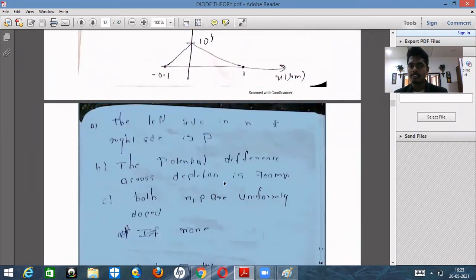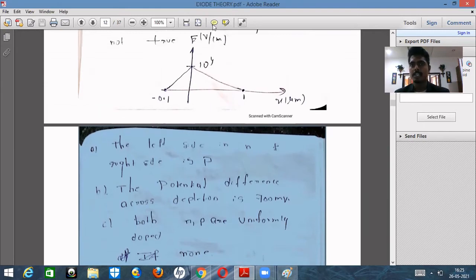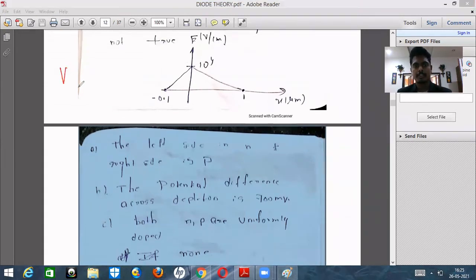Next, the potential difference is 700 millivolts. So you can see the potential difference over here. What is the potential difference? The potential difference is V naught. V naught is equal to 1 by 2 into E into W, isn't it? So 1 by 2 into the electric field, into 10 power 4, into what is the depletion width, 1 minus of minus 0.1.